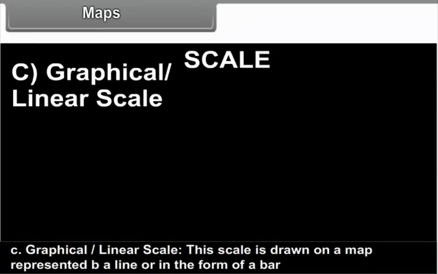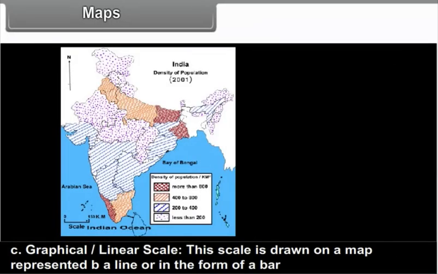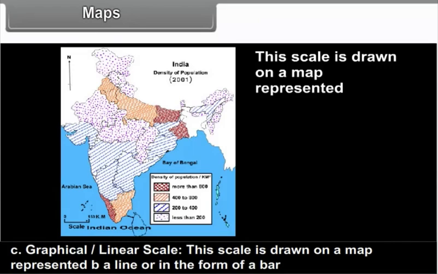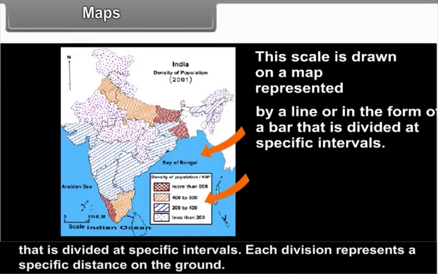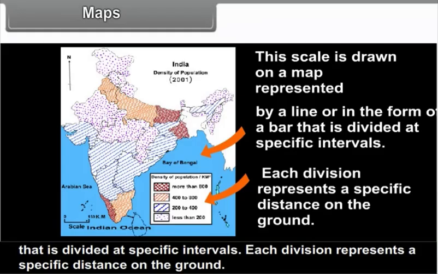C. Graphical or linear scale. This scale is drawn on a map represented by a line or in the form of a bar that is divided at specific intervals. Each division represents a specific distance on the ground.